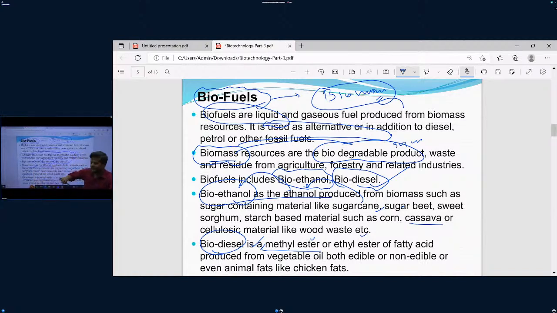Got it? Again I will repeat. Beta, bioethanol is an ethanol product. It is produced from the residue and biomass of sugar-containing and starch-containing products, for example sugarcane, corn, sorghum, sweet potato, sugar beet. And biodiesel is the methyl ester and ethyl ester group, which is produced from vegetable oil, which can be edible and non-edible, and also from animal fats. So these are the different types of biofuel.